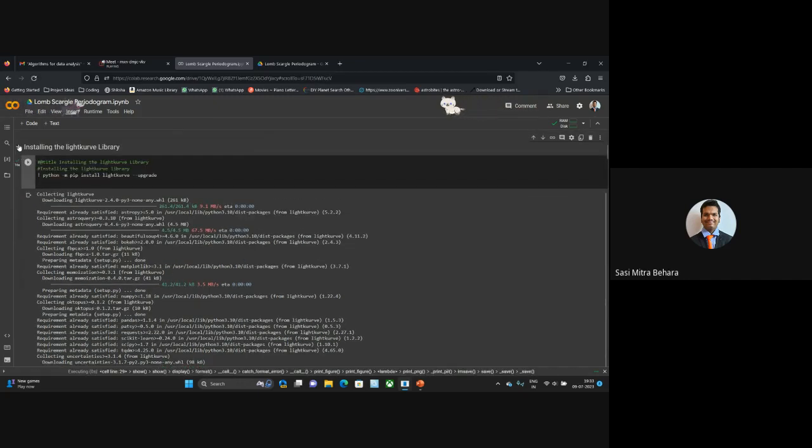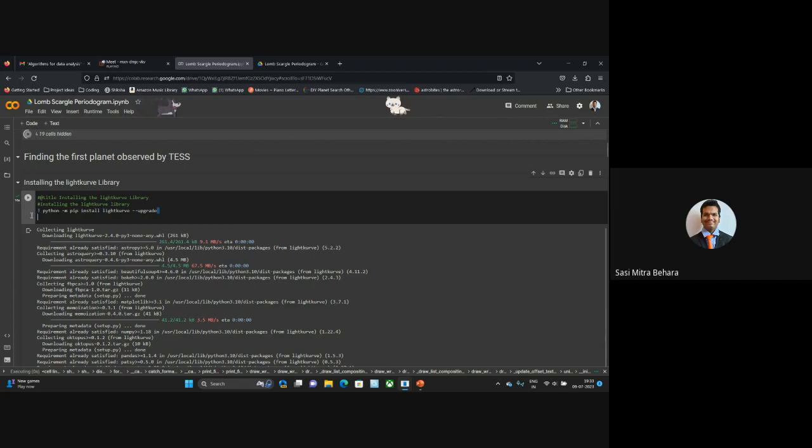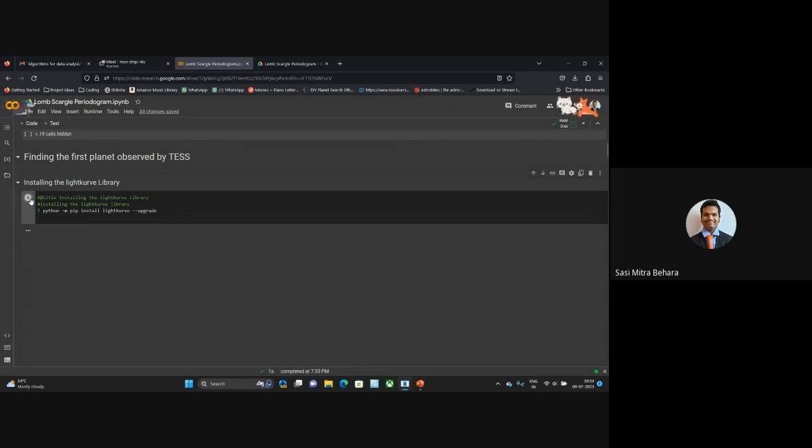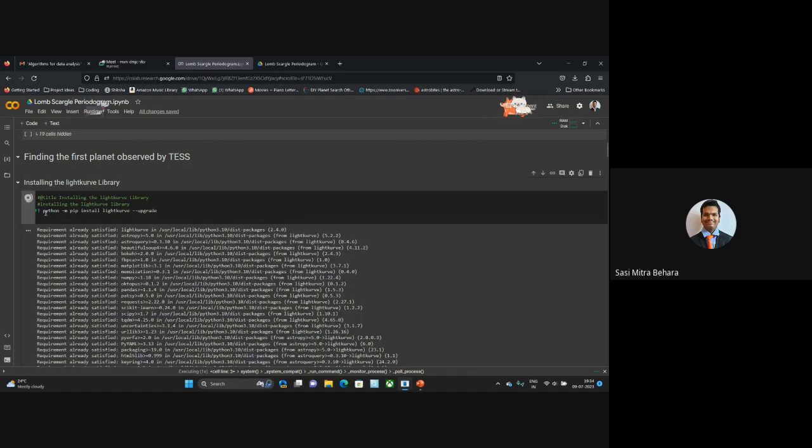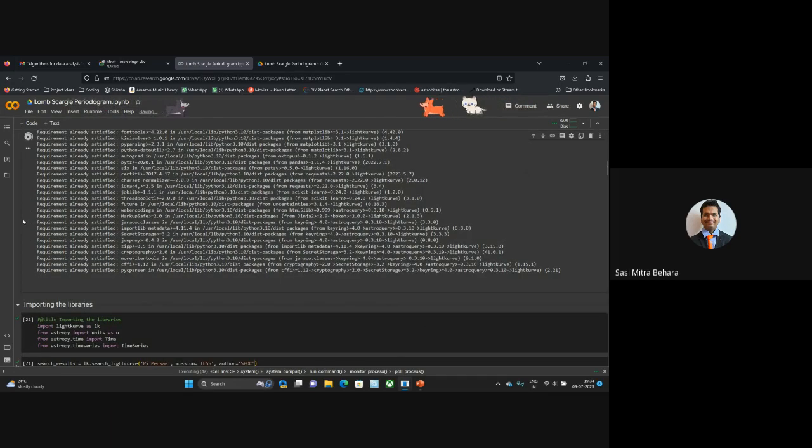Okay, so the first thing that I do is I install the light curve library. It's a fancy Python library that has been written by people smarter than I to basically deal with astronomical light curves from end to end. So everything from downloading the data to coming to the final analysis. There are functions for everything. So that's why we need to install the light curve library. And here it's already installed. Nice.